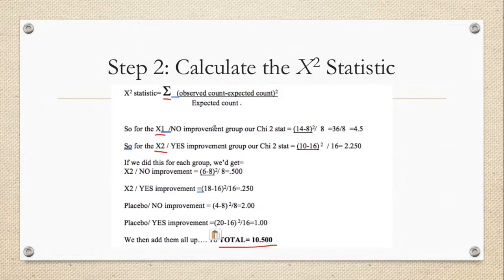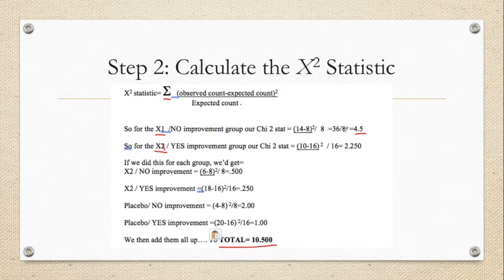Okay, and I made a mistake right here, so I'm going to clarify that. So for X1, no improvement group, so that's that first column, first row, our initial calculation here is 4.5, right? We're going to take the observed count, which was 14, subtract it from the expected count for that cell. We're going to do that subtraction, square it, and divide it by 8.